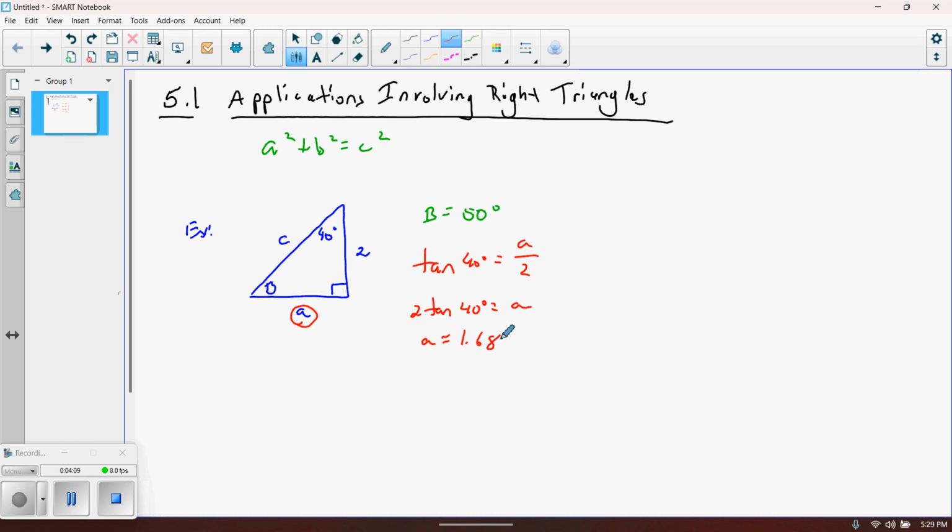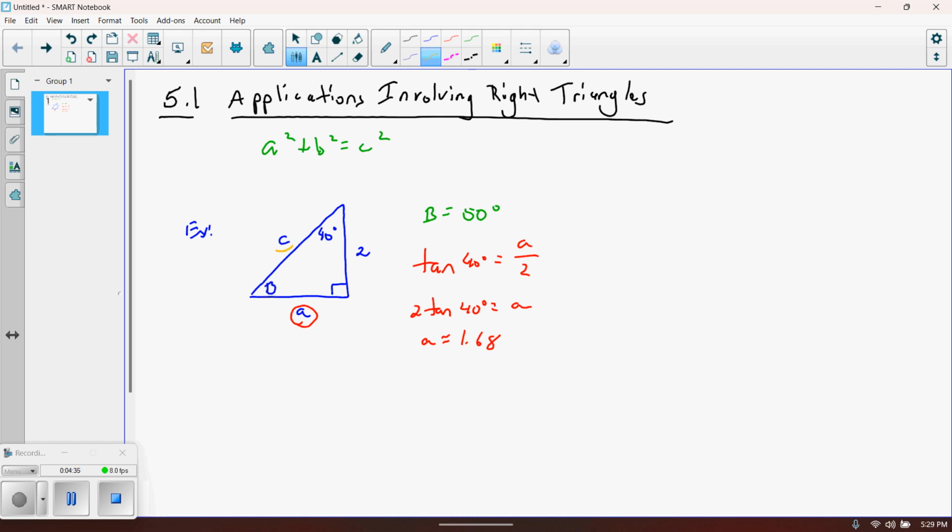Could I still use that to find C, the fact that I now know A, and I could use Pythagorean theorem? Yes, you could. It will be a pretty decent approximation for C, but it's not going to actually give you a better approximation than it would if you use trig. And you could always try this out. I'm not going to go through it, but you could try it out and see how much of a difference it's going to be off.